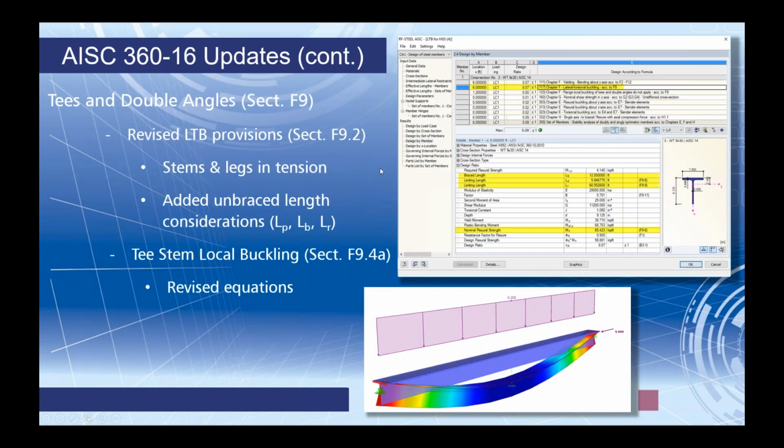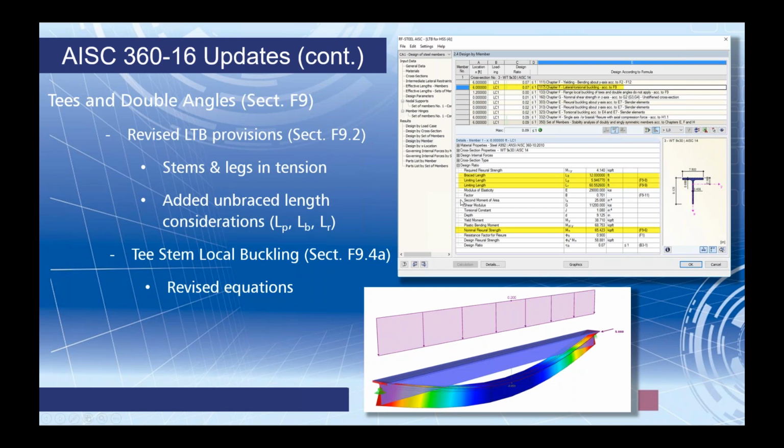T's and double angles, this was another major revision in section F9. Here, the lateral torsional buckling was revised in section F9.2, and in particular for stems and legs and tension. Here, the code has added unbraced length consideration. So this is similar to our HSS sections. Depending on where you're falling within this range with your unbraced length, well, then that's going to adjust that equation being used.